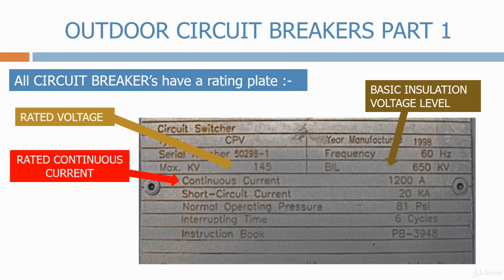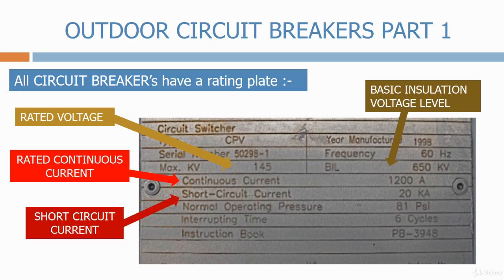Next, we have the rated continuous current. This is the maximum system current the circuit breaker can carry continuously without being overloaded. The main impact of the current on the circuit breaker design is the physical size of the conductors. The higher the current, the bigger the cross-sectional area of the conductors will be. If the current level exceeds this rated value, the conductors will start overheating, and eventually the temperature will run away, as the circuit breaker will be unable to dissipate the excess temperature.